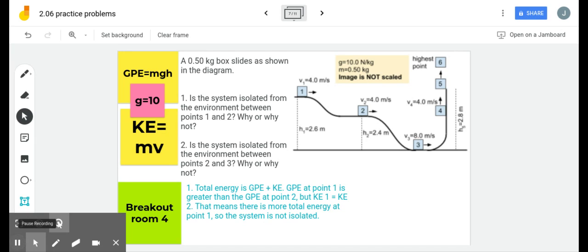Okay? The second one is a little bit more difficult. So the second one is, is the system isolated from the environment between points 2 and 3? Why or why not? So let me erase some stuff.